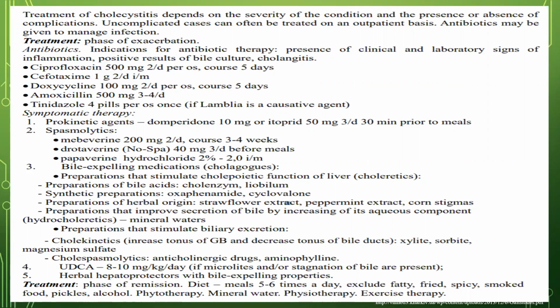Cholekinetics increase the tonus of the gallbladder and the bile ducts, and can help to eliminate the bile from the gallbladder and to prevent inflammation and congestion. Spasmolytics can also be used, especially in patients with increased motility of the gallbladder or in patients with stones inside of the ductal system.